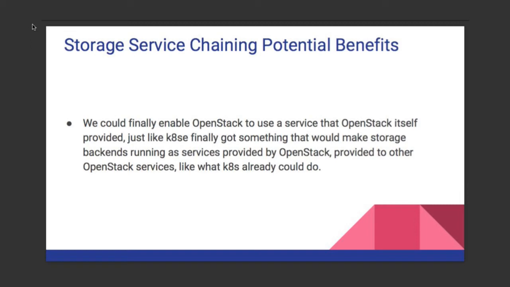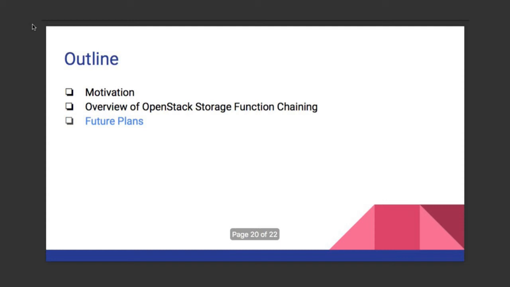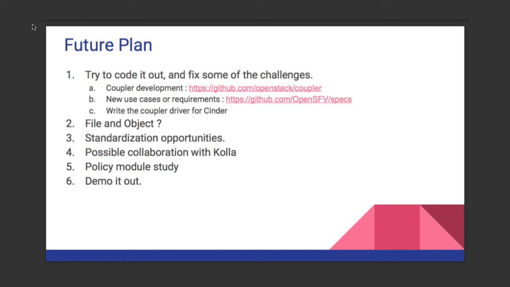For example, in Kubernetes, you could have containerized Ceph serving as storage for the other containers, but OpenStack currently can't. Okay, so future plans. Welcome to join the deployment if you think this is a valid case. Also, we have a spec repo on GitHub. Welcome to hack on more use cases or requirements. We will look at file and object later, and also standardization opportunities, for example on the policy side, possible collaboration with Kolla, and the policy module we did not touch in this talk, maybe investigating later. We also will try to do a demo, possibly by the end of the year. Okay, thank you very much.